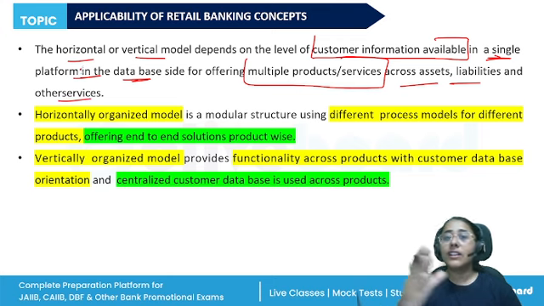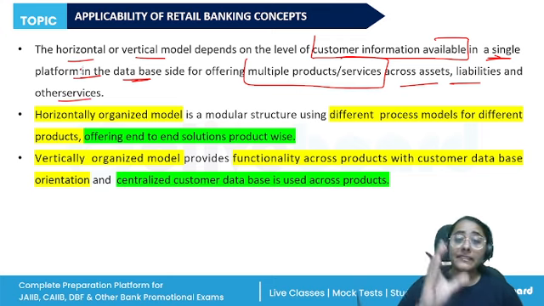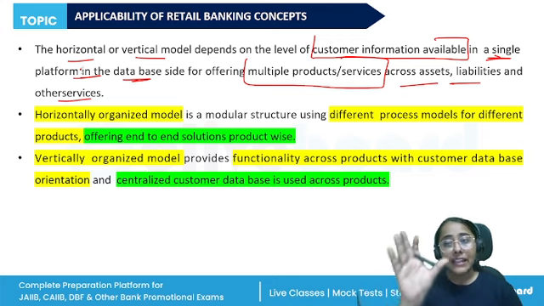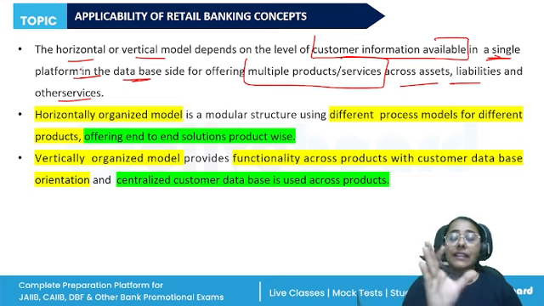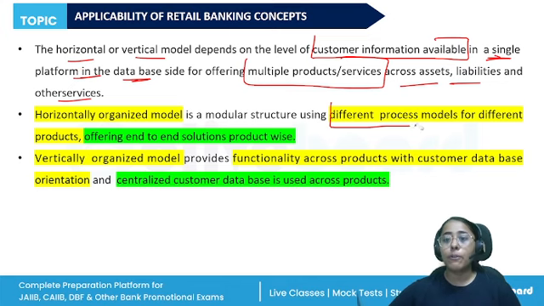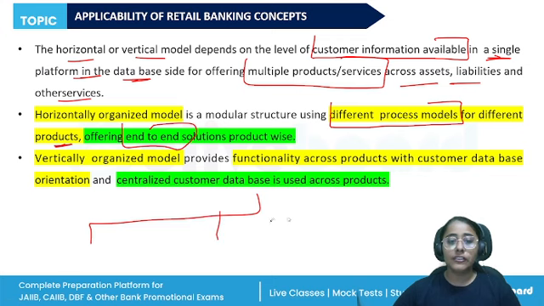Or all these verticals are kept separately. Separate information, separate database is managed for the asset side, separate for the liability side, separate for the para banking. Accordingly, the horizontal model is where different process model for the different products is used, offering end-to-end solution. So this is the horizontal model, right?